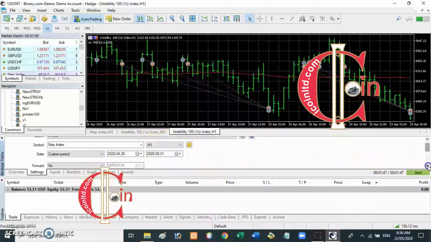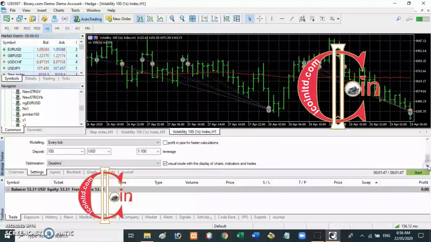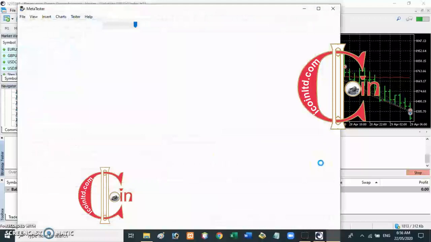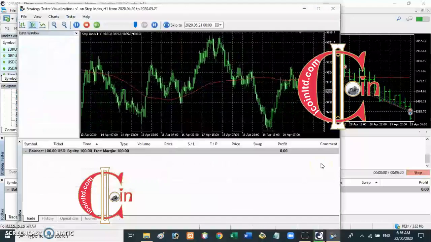So we'll be testing it from the same date, and we'll also use $100 and we need that visual mode. So we start. There you go.